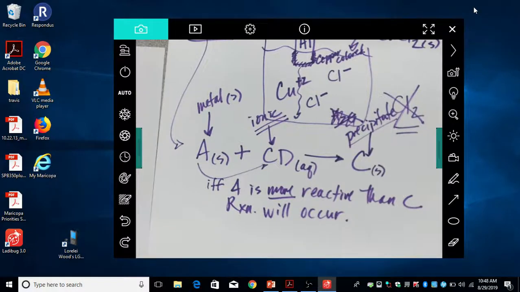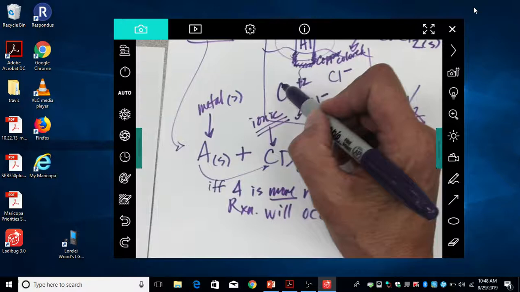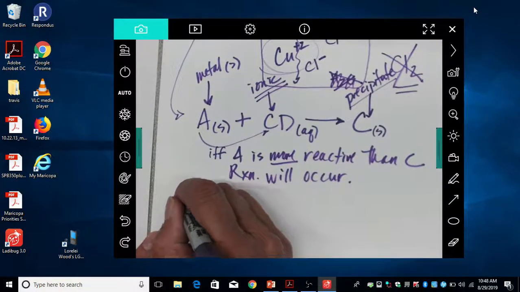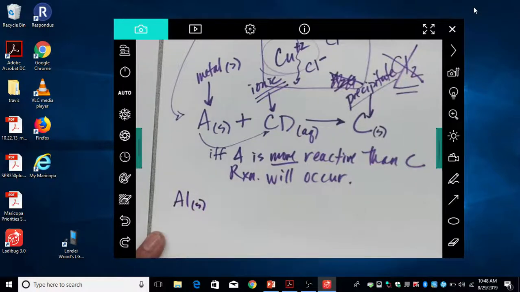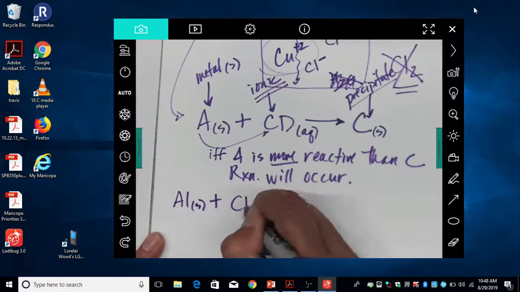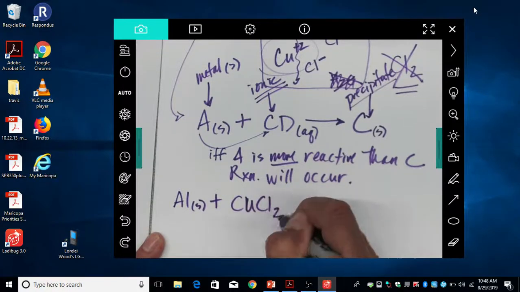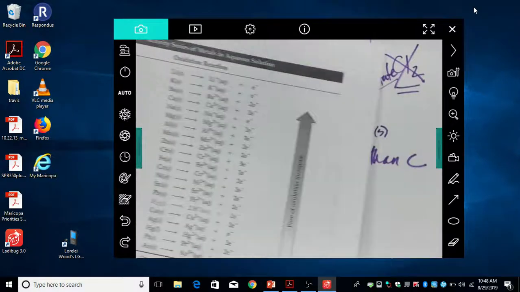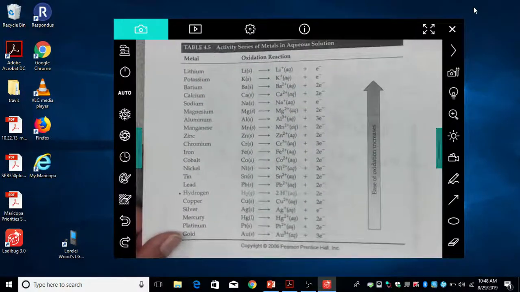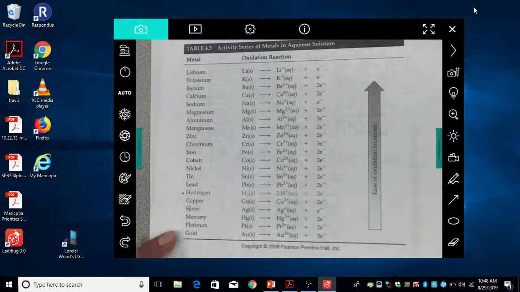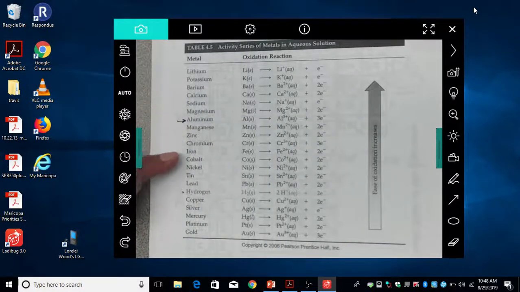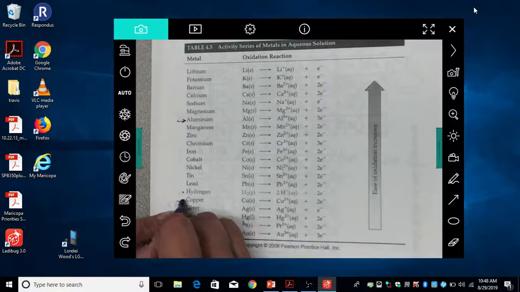Well, okay, so let's see. In this reaction, we had aluminum and copper chloride. So let's make a reaction that looks like this. We've got aluminum is our solid, plus the copper chloride, which is an aqueous solution. Let's look here and see. Let's see, where is aluminum? Well, there's aluminum. Where's copper? There it is, there's copper.